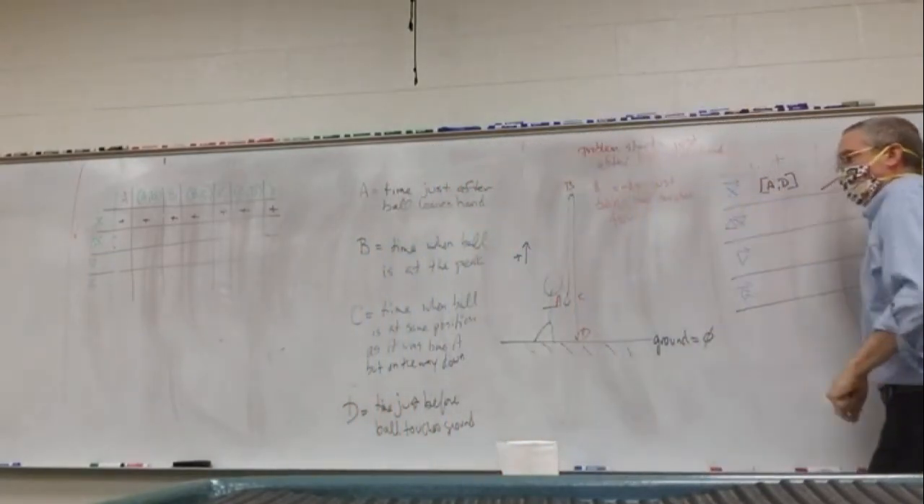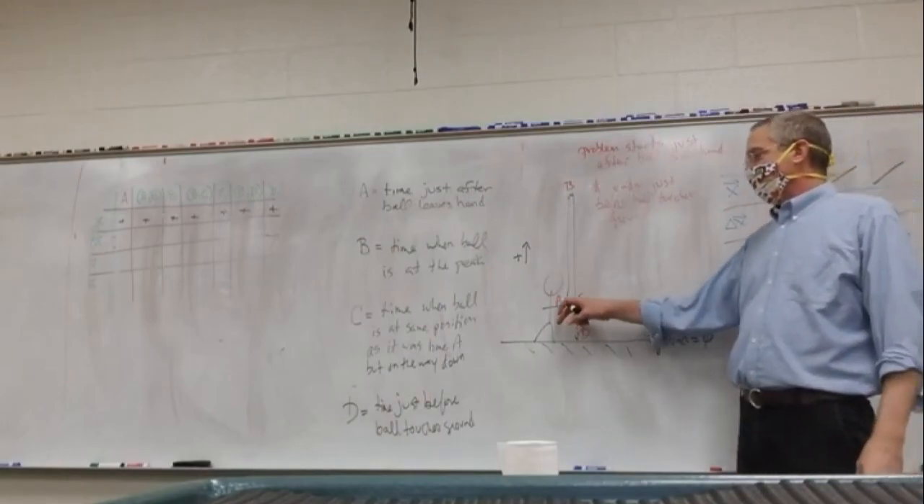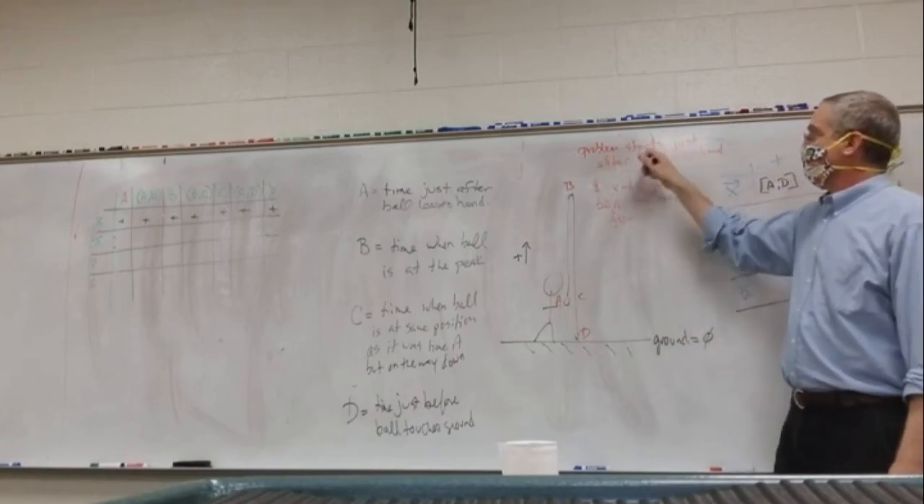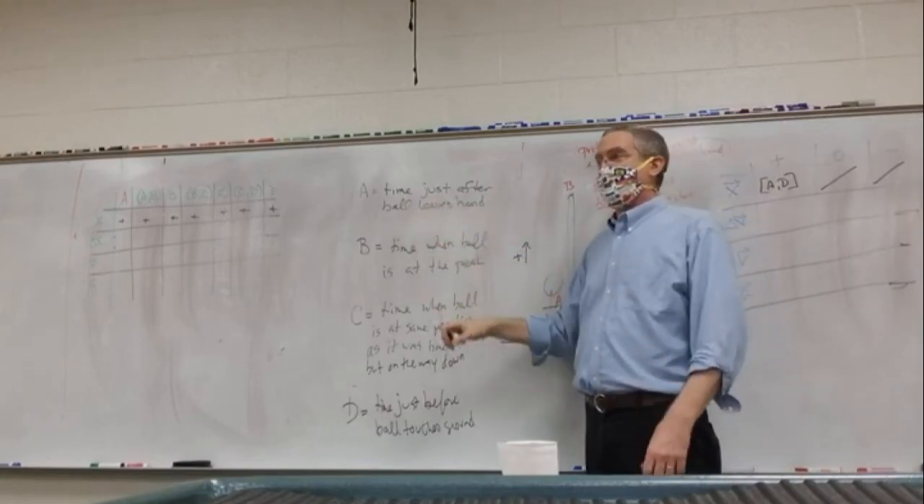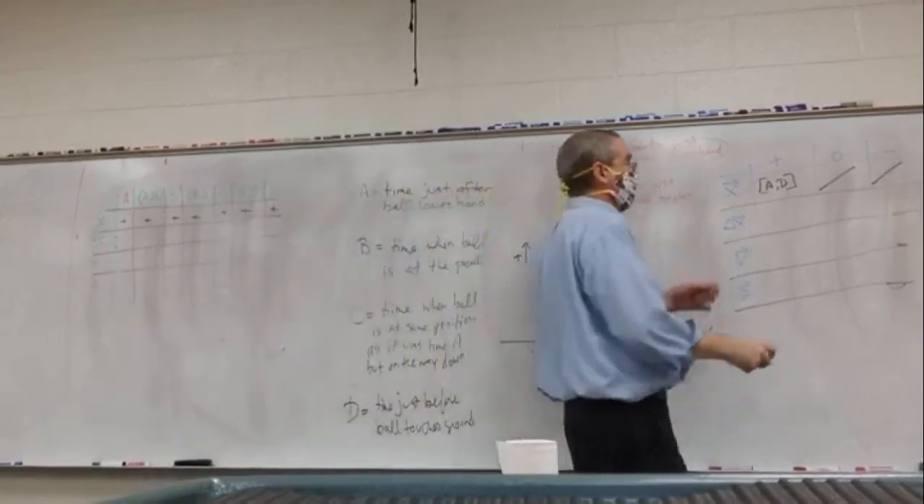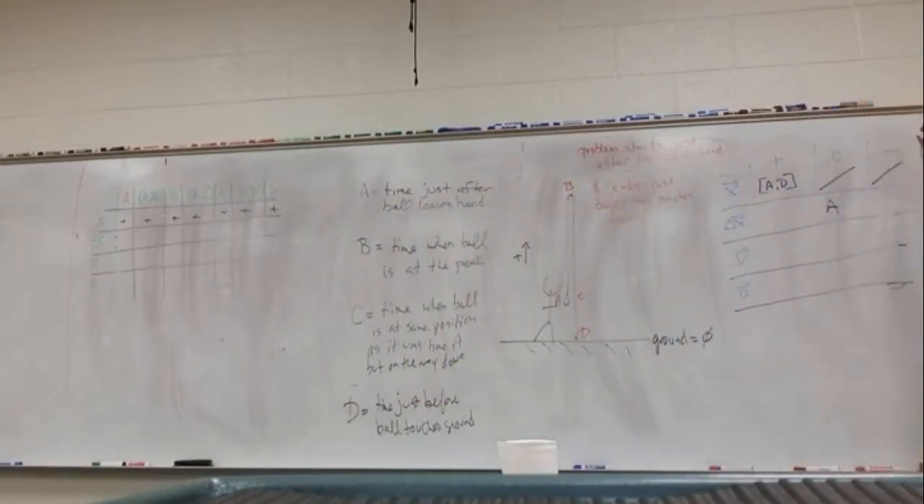All right, displacement. Displacement cares about where an object is relative to the starting point. Well, the starting point is at point A because it starts just after the ball leaves the hand, and time A is the time just after the ball leaves the hand. So the displacement is 0 at time A, and then at C, it's at the exact same location.